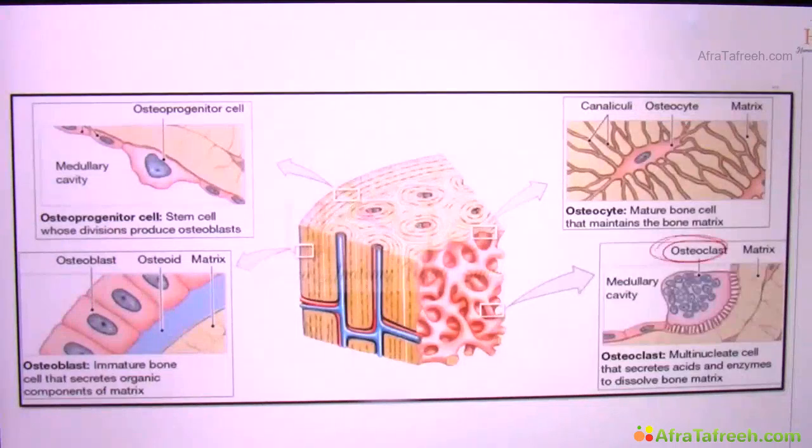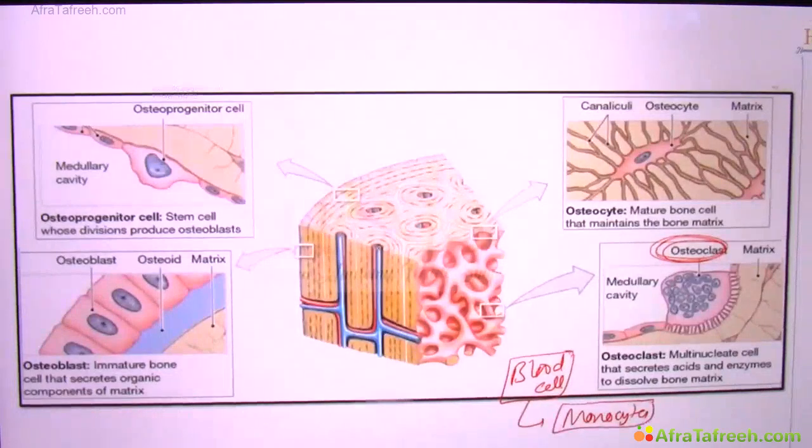If you're talking about osteoclast, osteoclast is not a bone cell, it's a blood cell. If you say it is a blood cell, which blood cell are you talking about? Actually, several monocytes will come together and they form a multinuclear cell. So, several monocytes will come from the bone marrow, the blood cell, and they will form a multinuclear cell, which is osteoclast. It is for osteolysis, bone resorption. So, osteoclast is a multinuclear cell for bone resorption. This is what we have to remember.